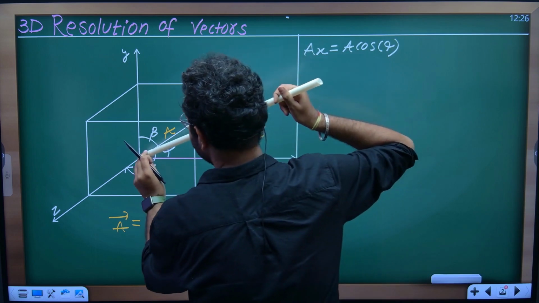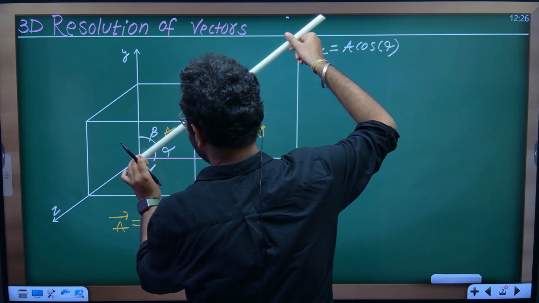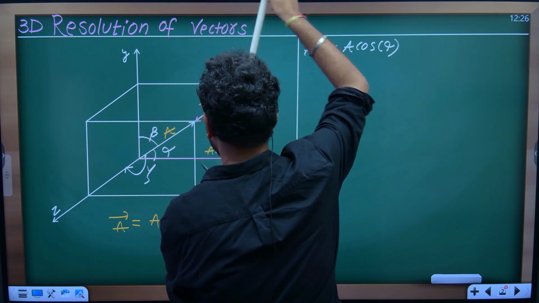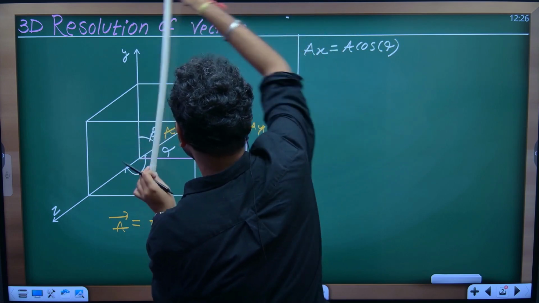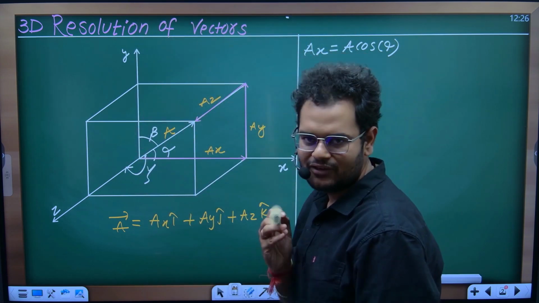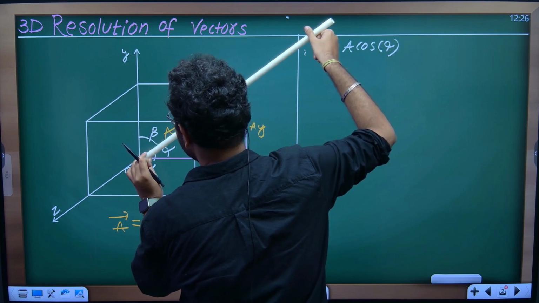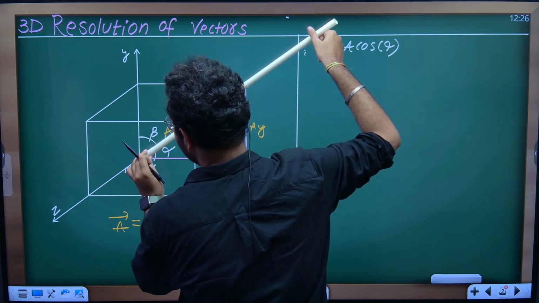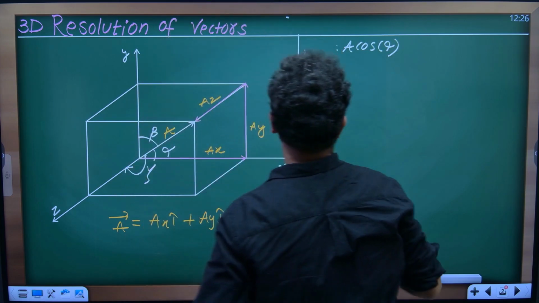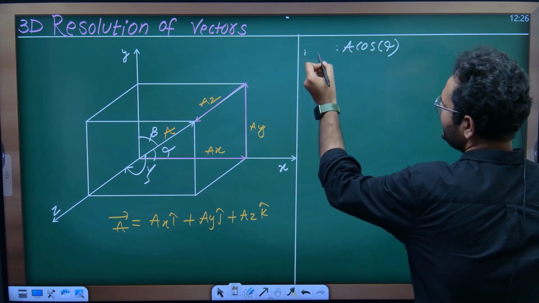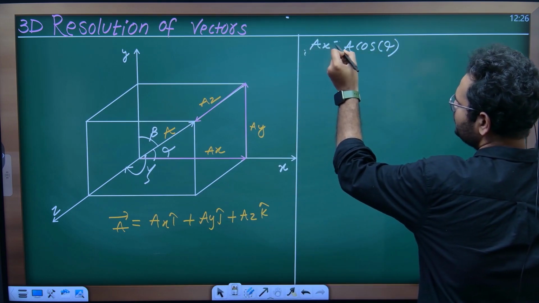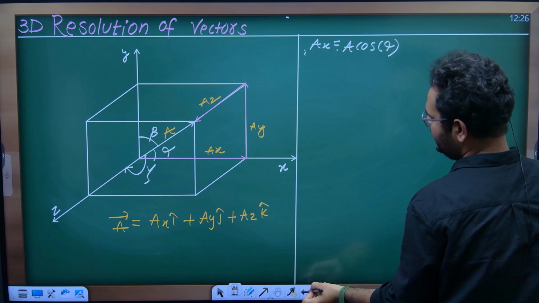Similarly, if I project to check the y component, this length is nothing but the y component. What is the angle with the y axis? The hypotenuse makes an angle with whichever side, that is the cos component. In the y axis, what is the angle? Beta. So what can I write? Ay is A cos beta. So Ax is equal to A cos alpha. Let me write.